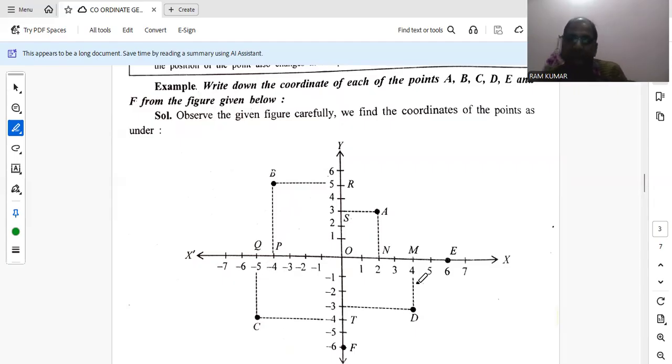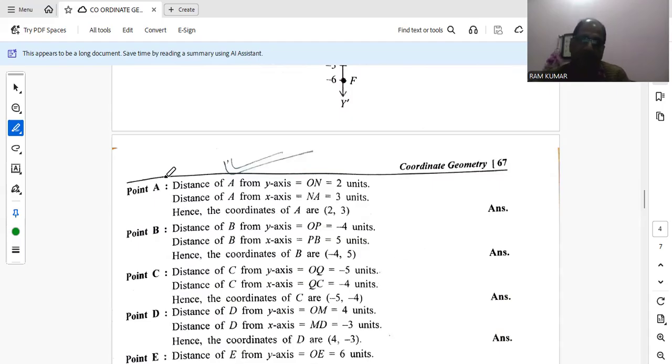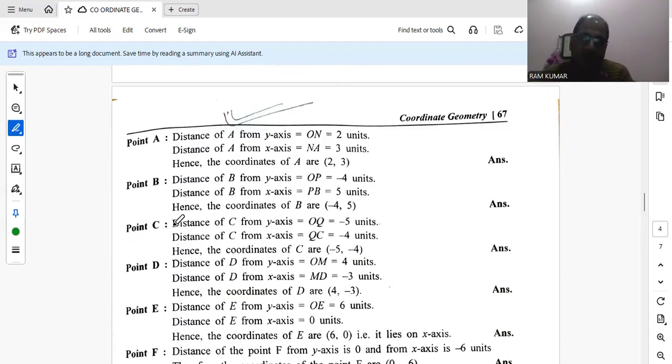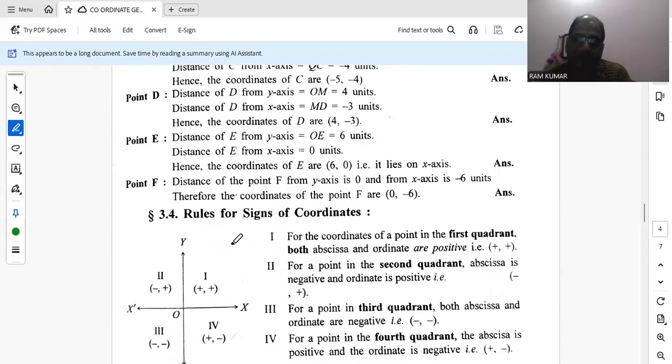In this way, you can find out the coordinates of a point which is given in a Cartesian plane. After that, all these things are given here about the coordinates of the points A, B, C, D. You can see from here. After that, the rule for sign of coordinate that I explained before, again I will tell you.